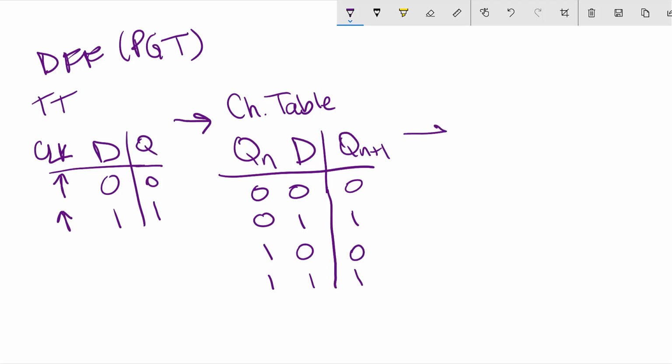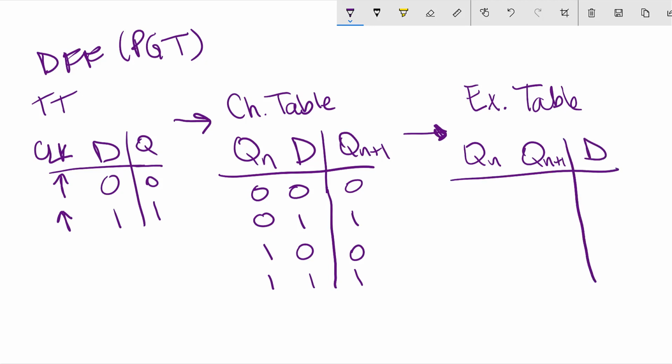That's not really a big deal. And so we're going to make our excitation table out of this. So our excitation table is going to relate the output states Qn and Qn plus 1 and D. Basically we're just rearranging our characteristic table. So 0, 0, 0, 1, 1, 0, and 1, 1.